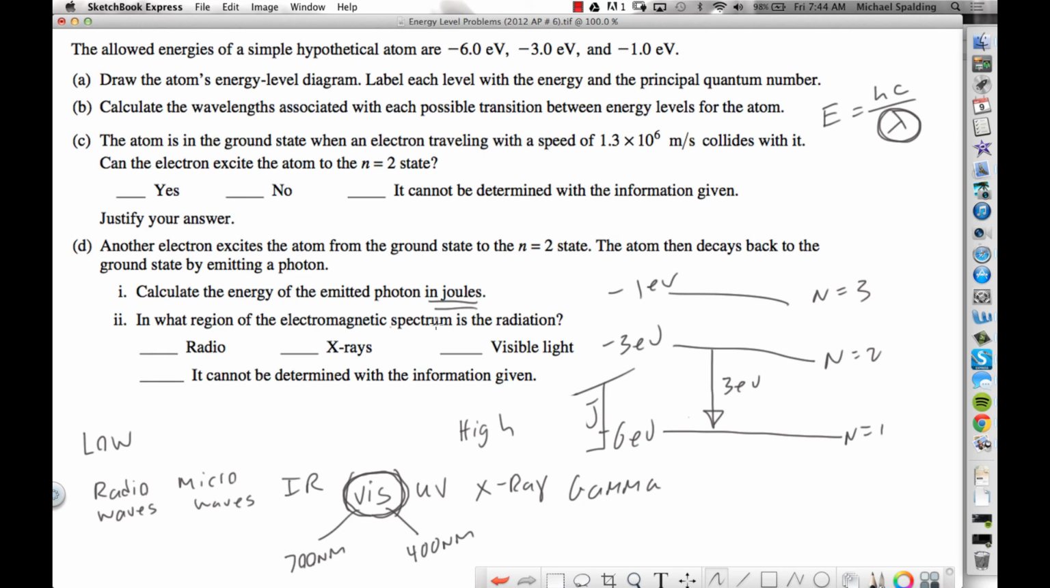So they want us to figure out in what region of the electromagnetic spectrum this radiation is. What do we have to find out about this 3 electron volts? We have to find its wavelength, which we actually already did. That was 413 nanometers. We did that earlier. So where is 413 nanometers going to be? In the visible section. Done.